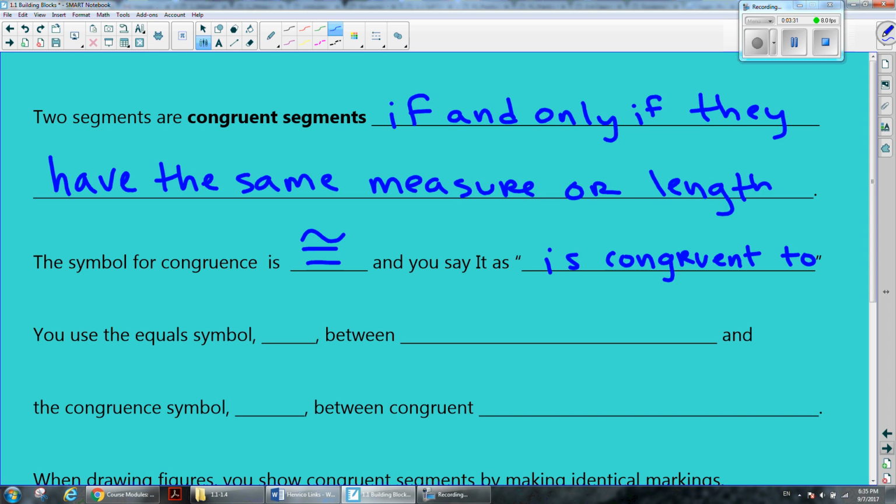You use the equal symbol between equal numbers, and the congruent symbol between congruent figures or shapes.